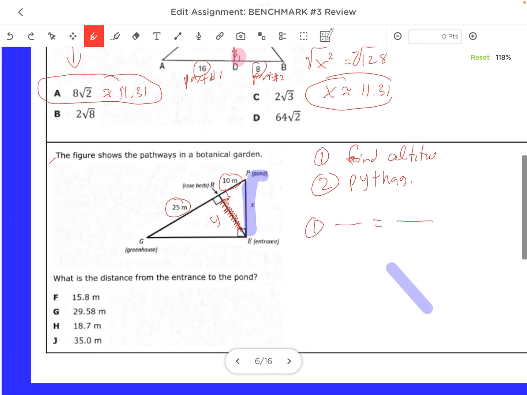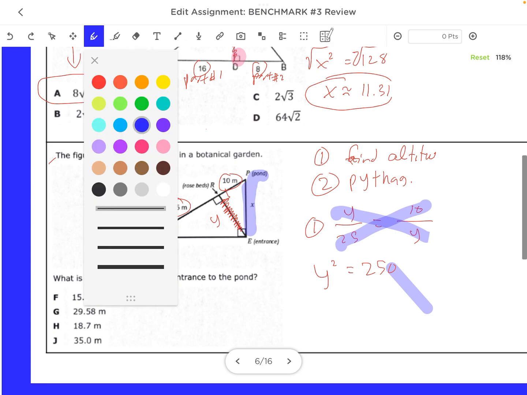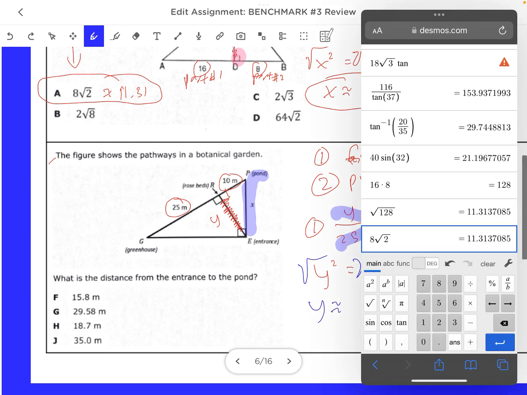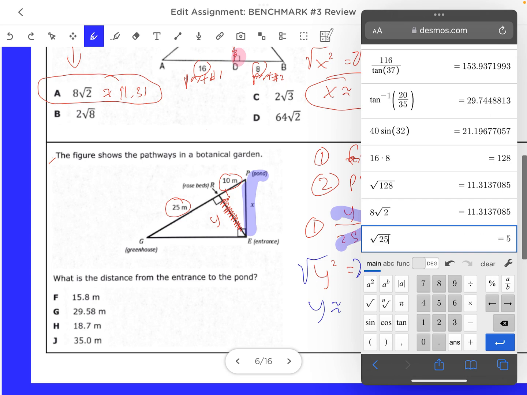We said the altitude on top on one and bottom of the other, right? And then let's put 25 on top and 10 on the bottom. Now let's cross multiply. So y times y gives us y squared equals 25 times 10, which is 250. Now we know we need to take the square root of both sides. So y is approximately, if I type that into my calculator, 15.8.